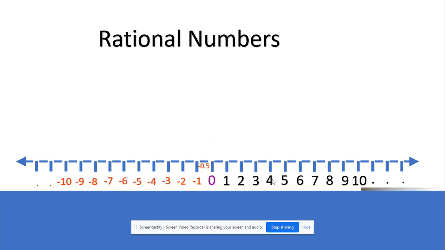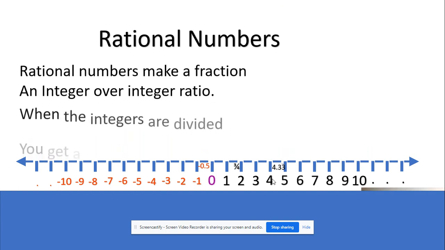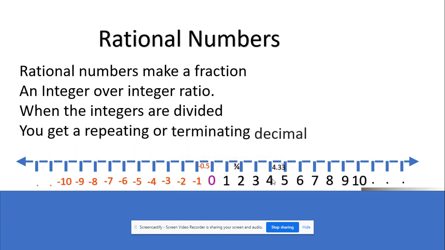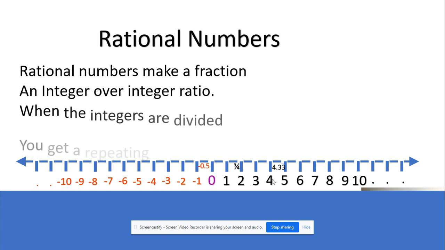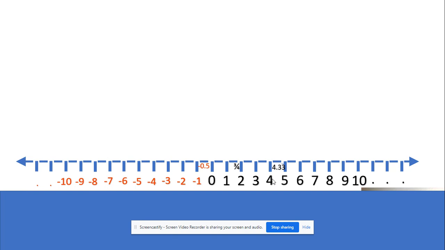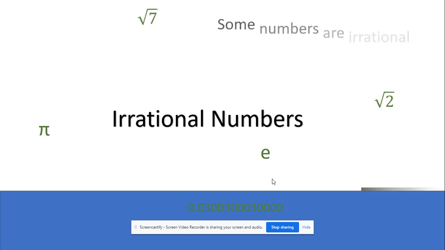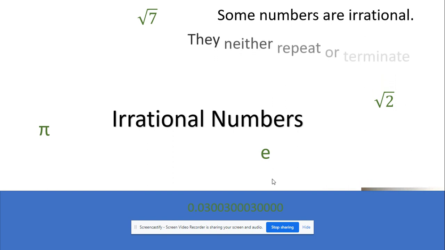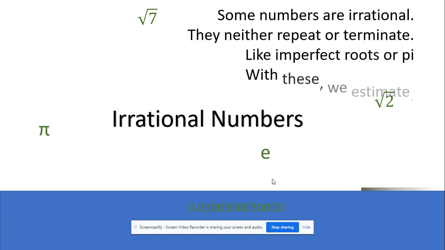Rational numbers. Rational numbers make a fraction, an integer over integer ratio. When the integers are divided, you get a repeating or terminating decimal. Irrational numbers. Some numbers are irrational. They neither repeat nor terminate, like imperfect roots or pi. With these, we have to estimate.